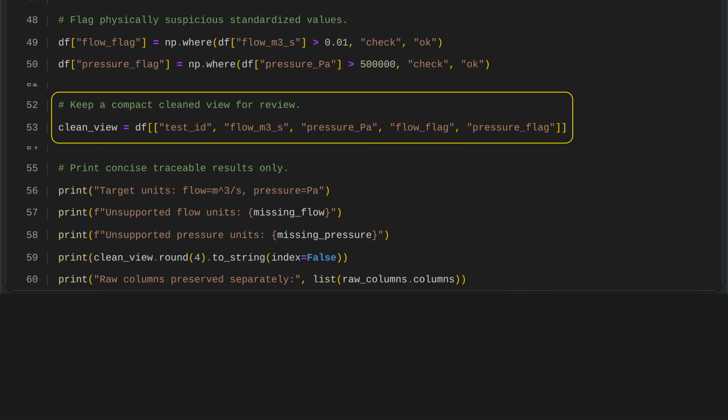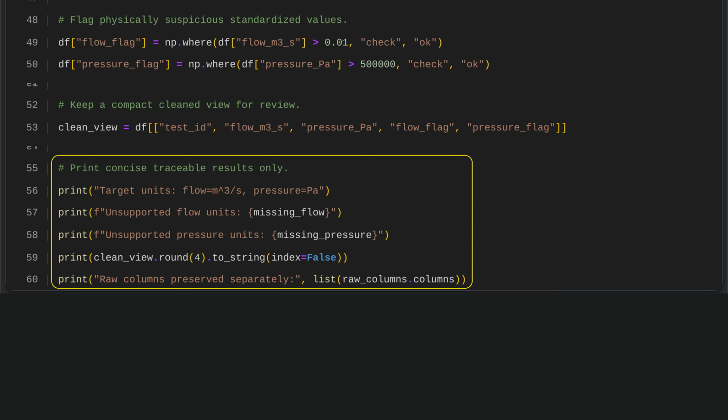A compact, clean view data frame is created by keeping only the key review fields: the test identifier, standardized flow and pressure values, and flags showing whether either value needs checking. This gives a concise summary of the essential data for review.